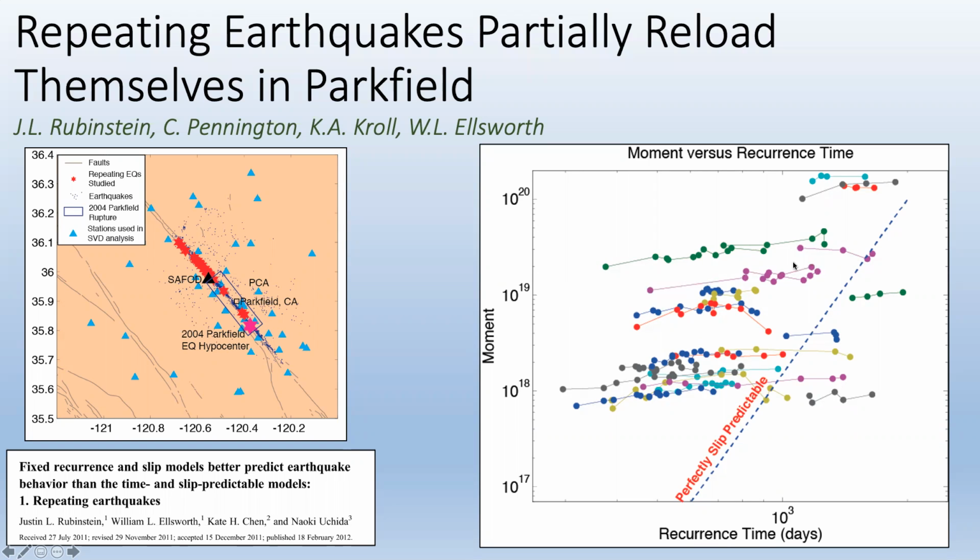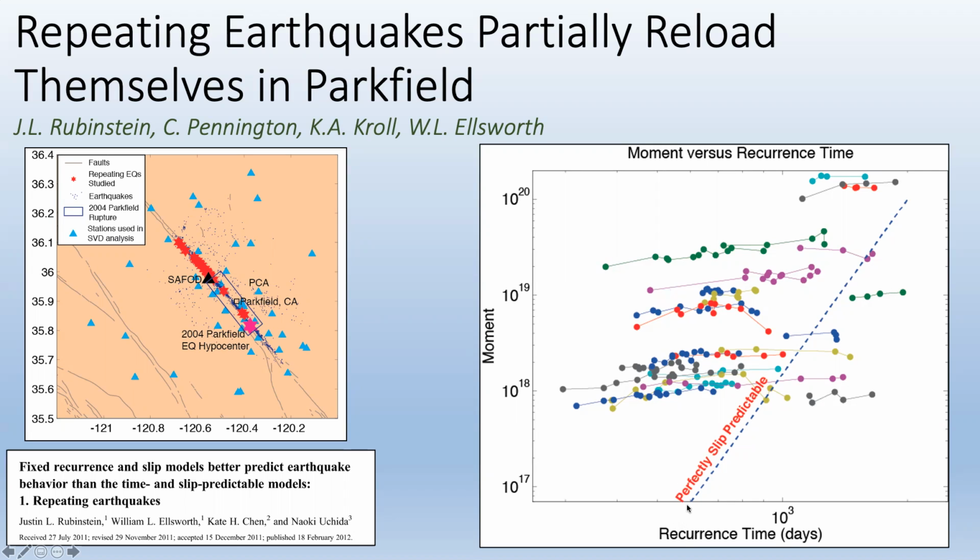And you can see for these sequences, the magnitude does appear to get larger as the time since the previous event increases. Now, this is a slip predictable sense scaling, but this is not perfectly slip predictable. And what I mean by perfectly slip predictable is that in a perfectly slip predictable world, at time equals 0, there should be no moment available.